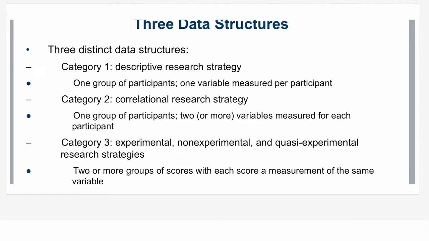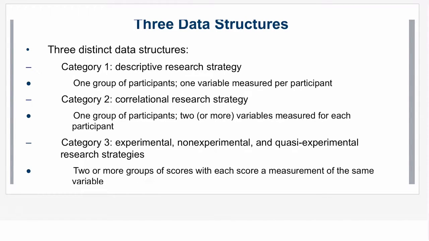There's also the second category, which is correlational research, where there's one group of participants and there's 2 or more variables measured for each. Usually it's just 2, but there could be more. And so you're measuring both variables you're interested in. So you're looking for a relationship, you're measuring both variables. That's key. The key difference between category 2 and category 3 is that you are measuring both variables. And we talked about that in chapter 12.